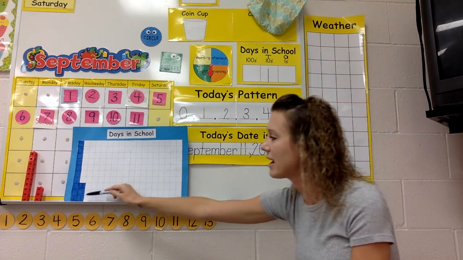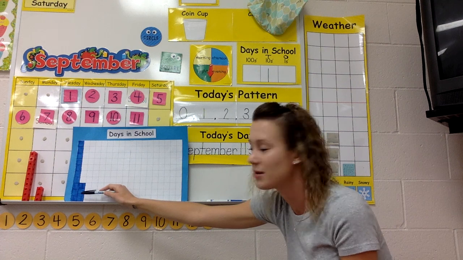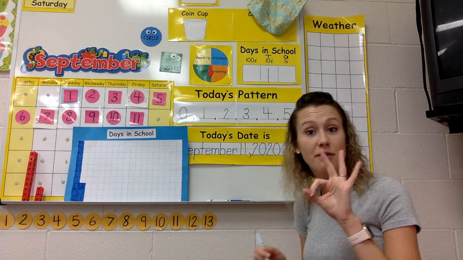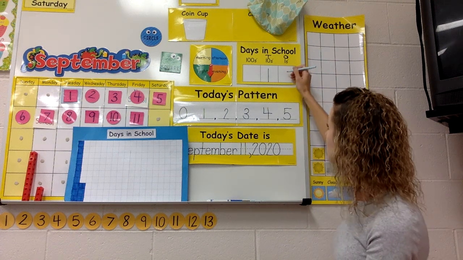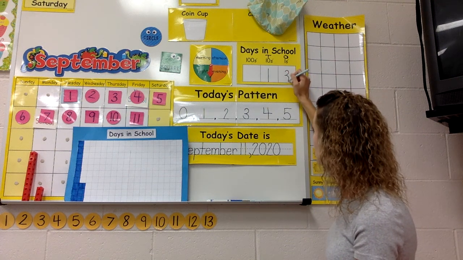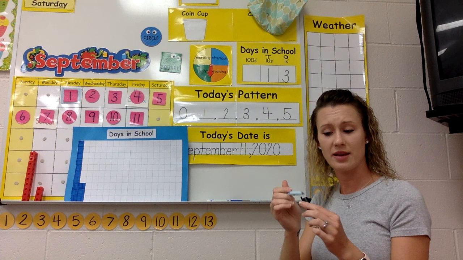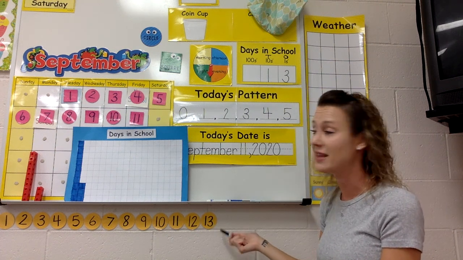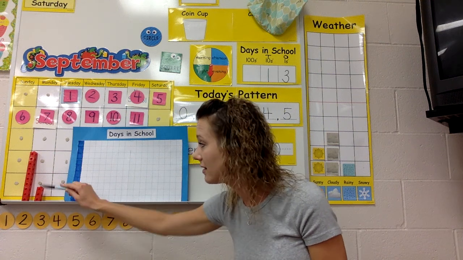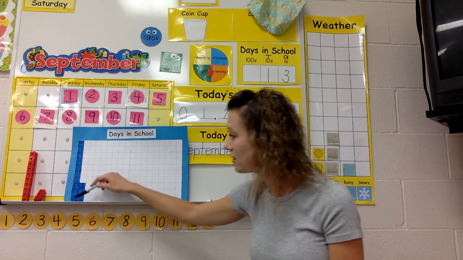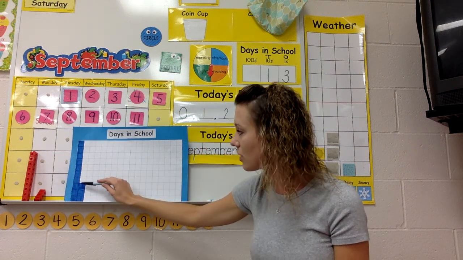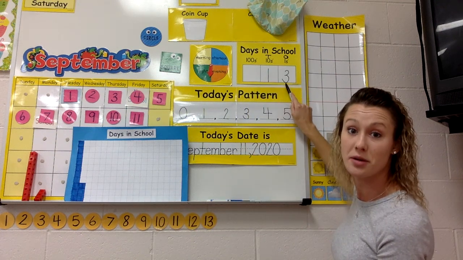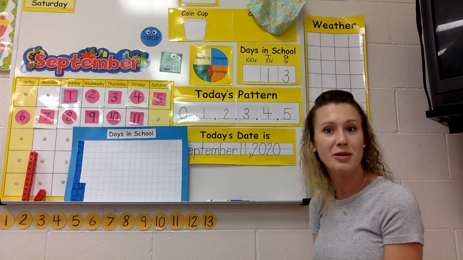How many extra little 1s do I have? Let's count. Count with me. Ready? Go. 1, 2, 3. I have 3 extra 1s. What number did I just make? Yeah, the number 13. They all match. 10, 11, 12, 13. A 1 and a 3 is 13. 1 ten and 3 ones.